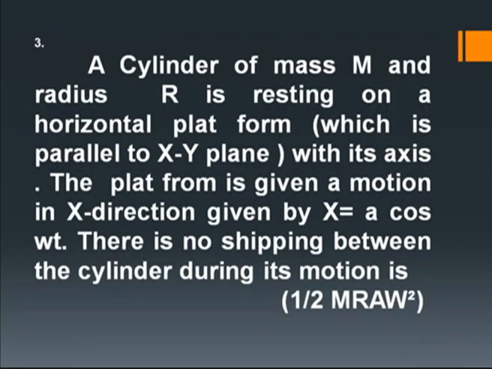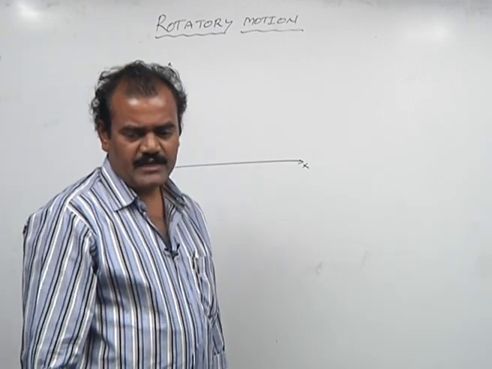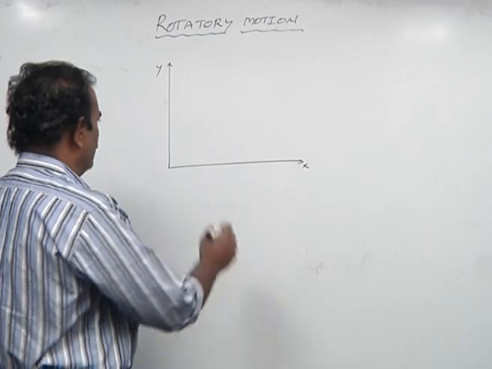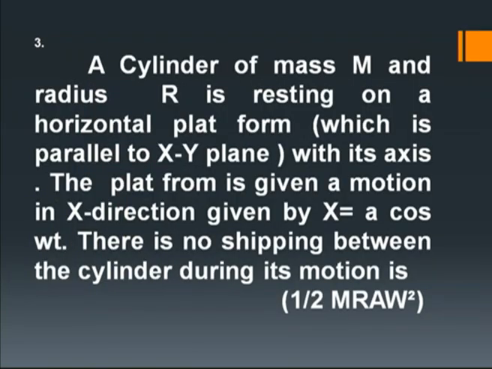Now here we are taking a problem: a cylinder of mass m and radius r is resting on a horizontal platform which is parallel to the xy plane. That's why this is the xy plane, x is here and y here. The cylinder of mass m and radius r is resting on a horizontal platform parallel to the xy plane with its axis. With its axis, the platform is given a motion.